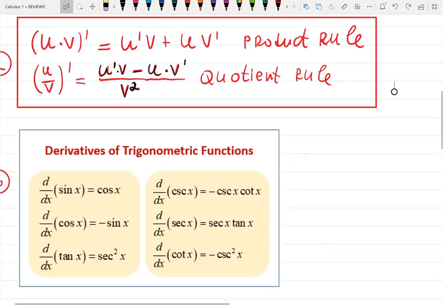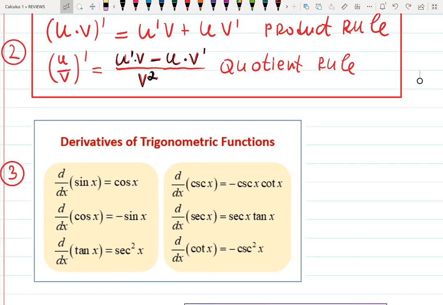Then trigonometric functions. We definitely need you to know that the derivative of sine is cosine, derivative of cosine is negative sine. Basically, cosine is the guy that always behaves weirdly. Remember, sine at 0 is 0, cosine at 0 is not 0, it's 1, and so on. So that's how I remember it. Cosine is weird. So cosine gives you troubles, and that's why when you differentiate it, it gives you a negative sign. Then tangent gives you secant squared.